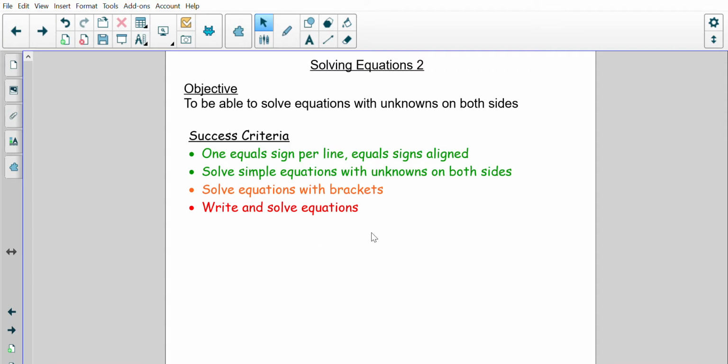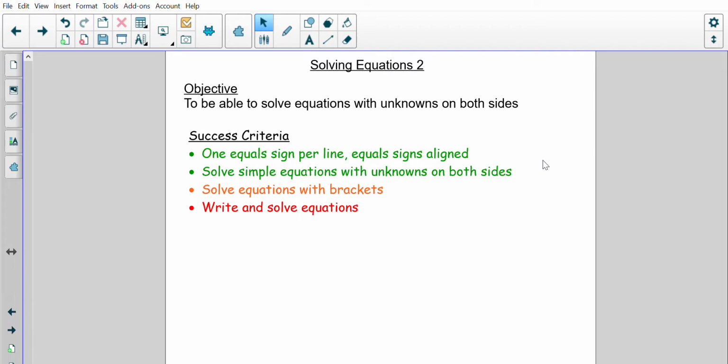In this lesson, we're going to look at how we solve equations when we have letters on both sides of the equal sign. Now, just like last lesson, the layout is very, very important. You should only have one equal sign per line, and the equal signs should be lined up underneath each other.